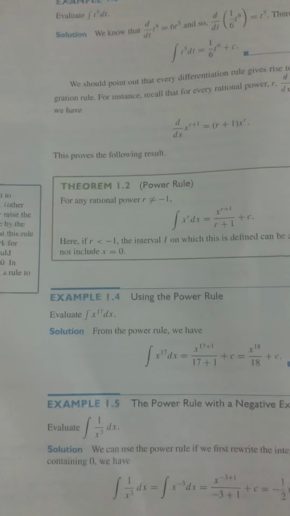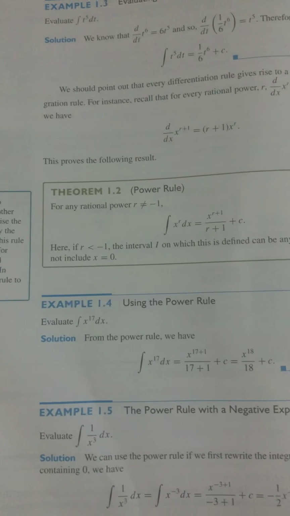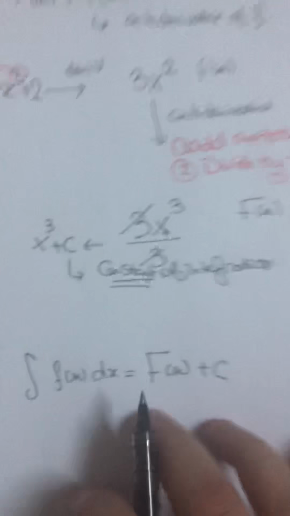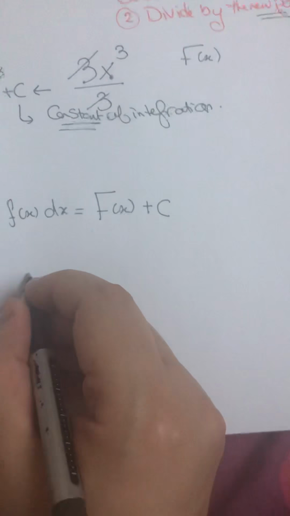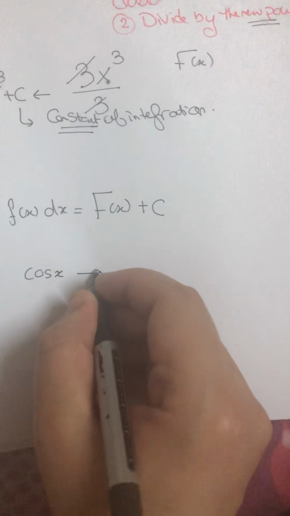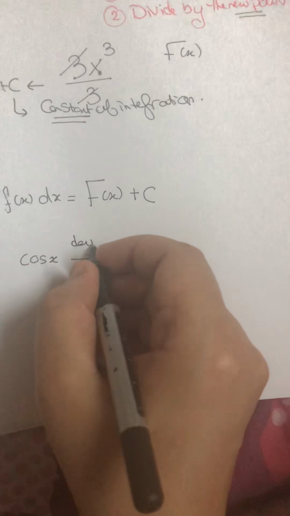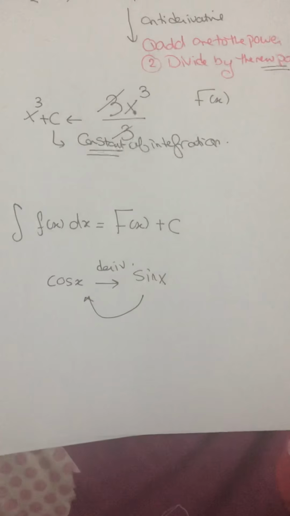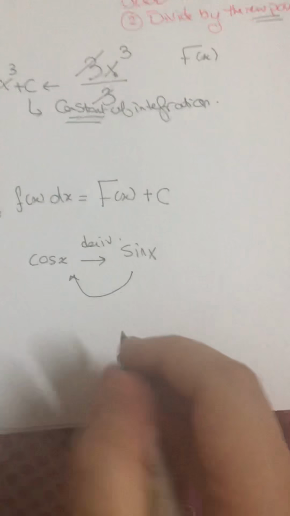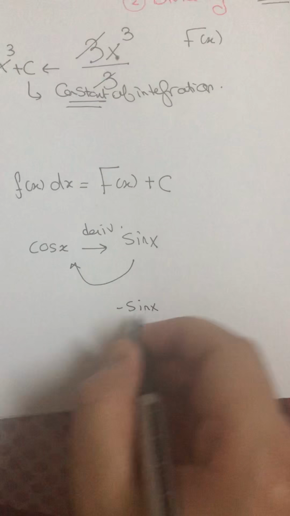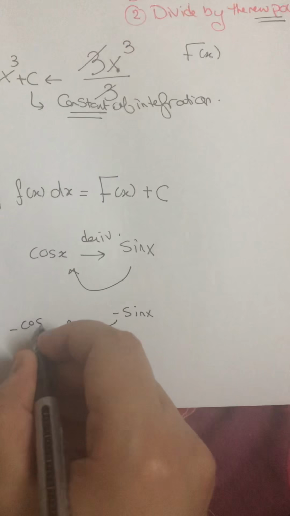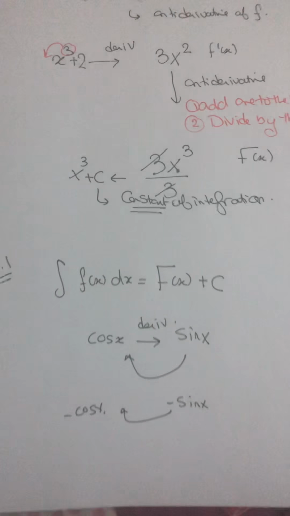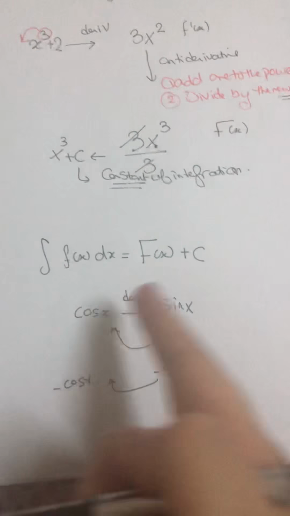Okay, so we will reverse everything we were doing in derivatives, now in antiderivatives. For example, if the derivative of cosine x is negative sine x, then the antiderivative of negative sine x is cosine x. I'll be going backwards from all of these, as if I'm going from the right to the left.